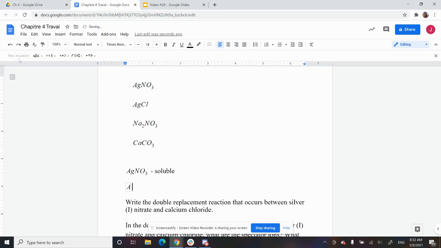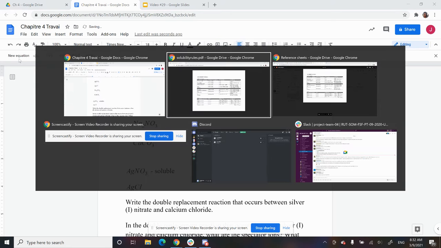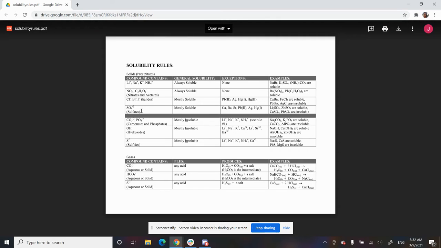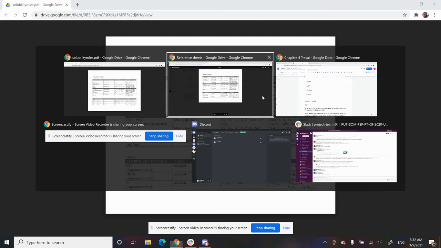Now on to AgCl. So I don't again see Ag, so now I'm looking for Cl. So this third rule says that chlorine, bromine, iodine, all other halides, so that also includes fluorine, are mostly soluble, but silver is an exception. So instead of being soluble, it will be insoluble. So the exceptions just take whatever the general rule is and make it opposite.